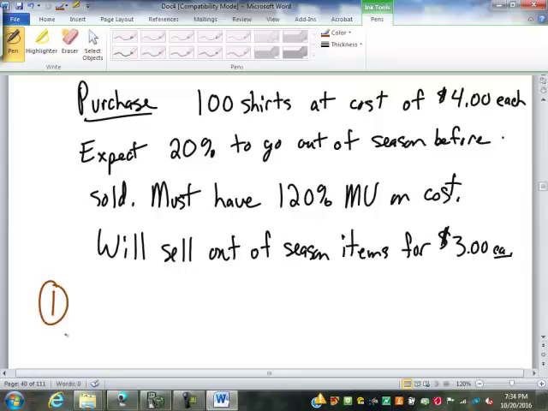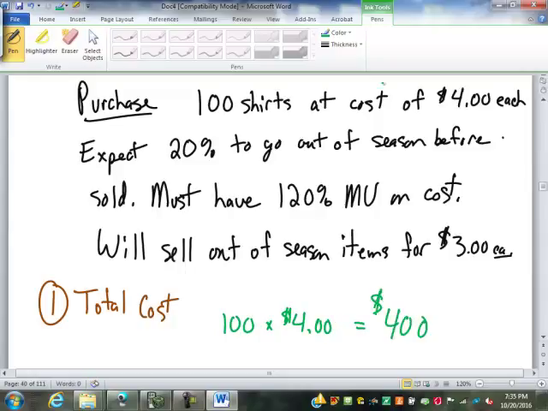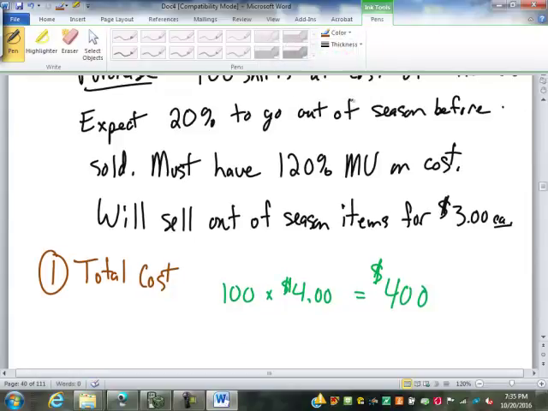Step 1 is still the same, which is total cost. And that will be the 100, as you said, times $4, so it'll be $400. Step 2 hasn't changed. What's step 2? Mark up to find the total selling price.